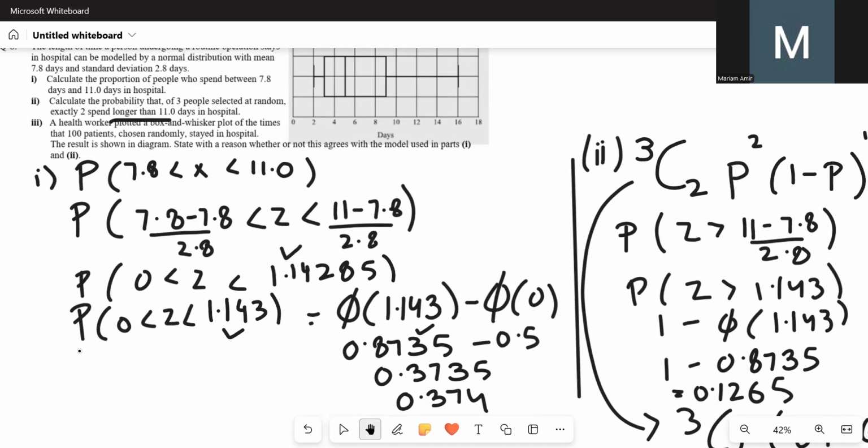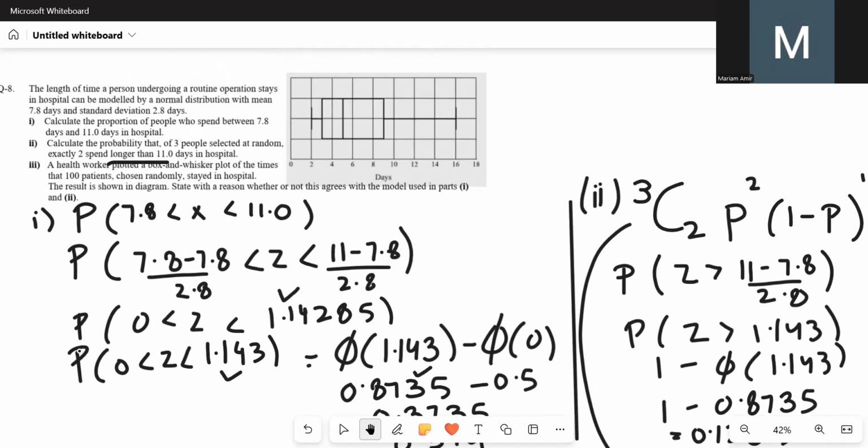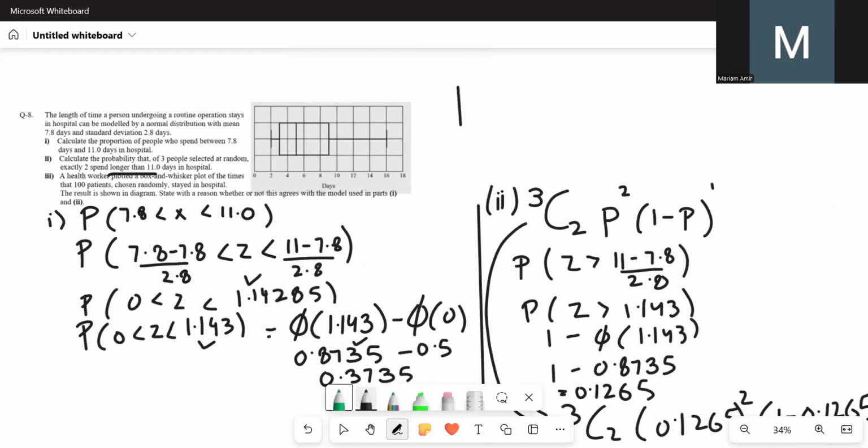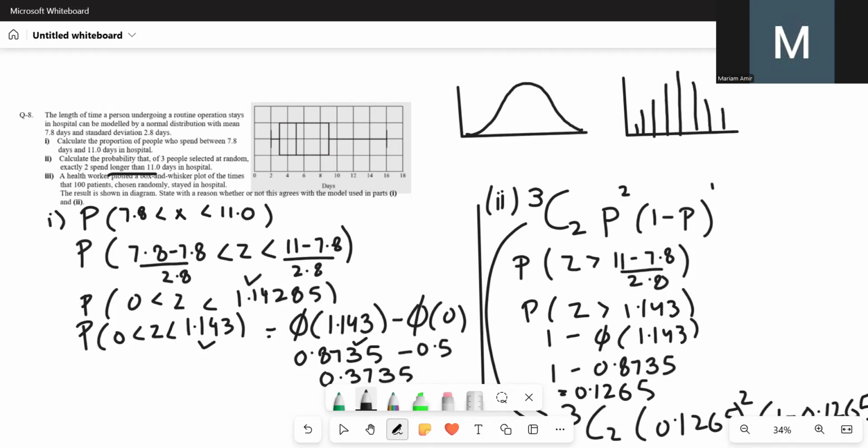A health worker plotted box and whisker plot of the times that 100 patients chosen randomly stayed in hospital. The result is shown in the diagram. State with a reason whether or not this agrees with the model used in part 1 and part 2. Okay, in part 1 and part 2, we used normal distribution and binomial distribution, both of which are symmetric distributions. Normal distribution looks like this, and binomial is a discrete variant of normal distribution, so it looks something like this. So both of these distributions are very symmetrical.